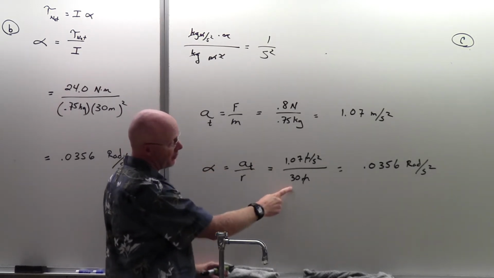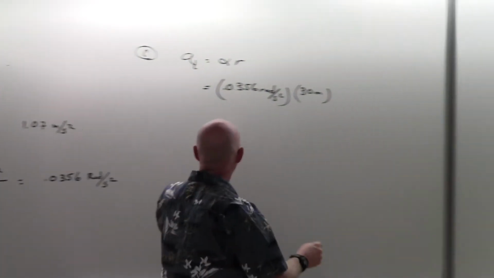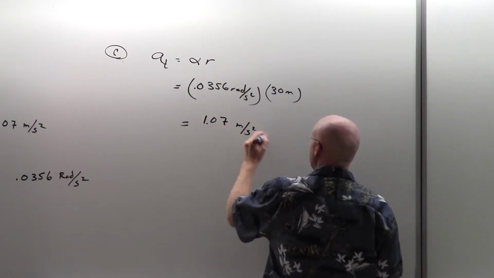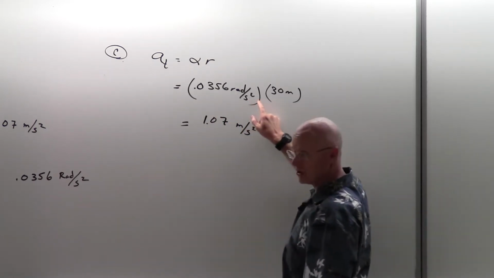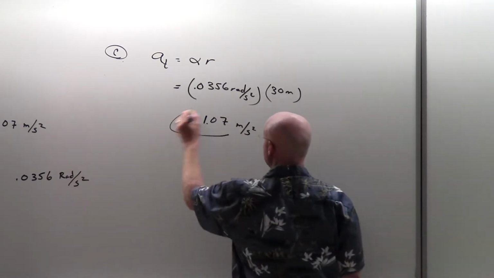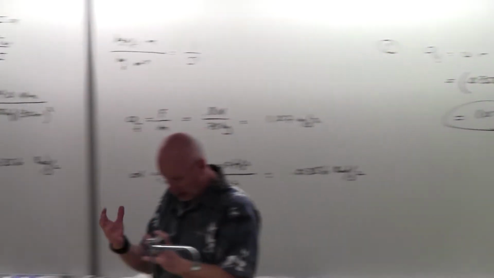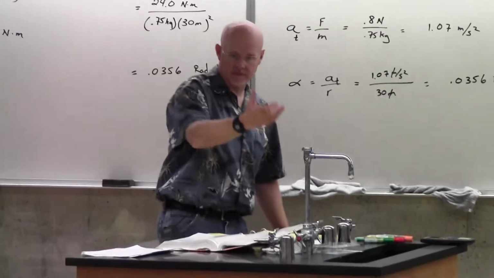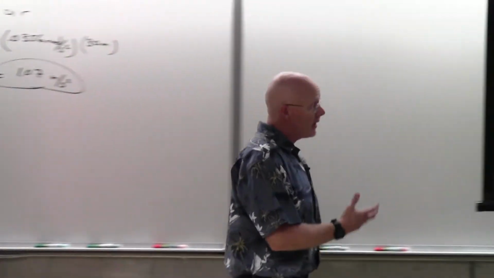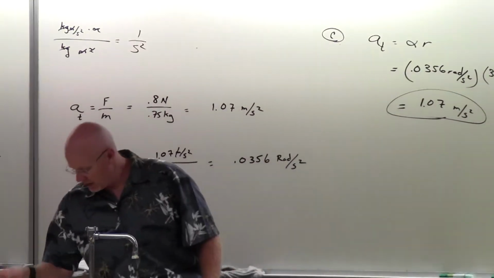But obviously if I take 30 and I multiply by that, I will get 1.07. And if you look at your units, you can see that I've got meters per second squared if I just drop the word radian. And so there is the translational acceleration, as this thing must be going around, going faster and faster and faster. So there's a couple of beginning ones there. How are we doing on time? Oh, good. Let's move into 47.